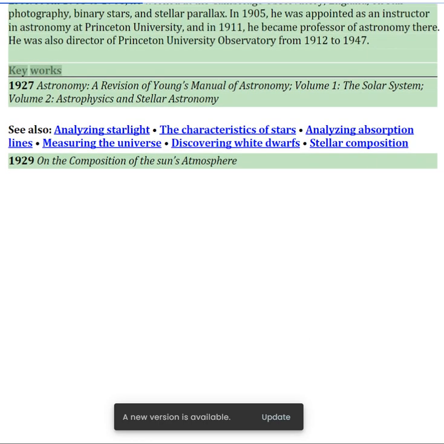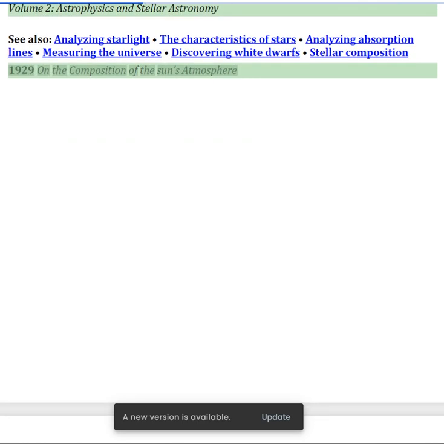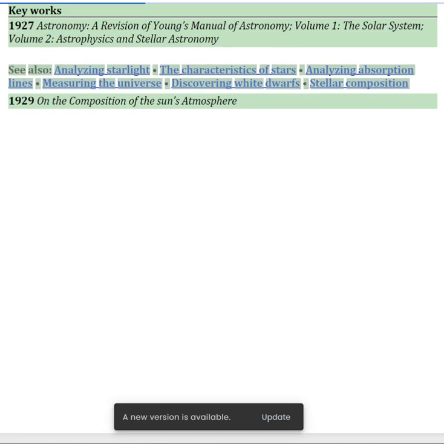Key works: 1927 Astronomy, a revision of Young's Manual of Astronomy, Volume 1, The Solar System, Volume 2, Astrophysics and Stellar Astronomy. 1929 On the Composition of the Sun's Atmosphere. See also, Analyzing Starlight, the Characteristics of Stars, Analyzing Absorption Lines, Measuring the Universe, Discovering White Dwarf Stellar Composition.